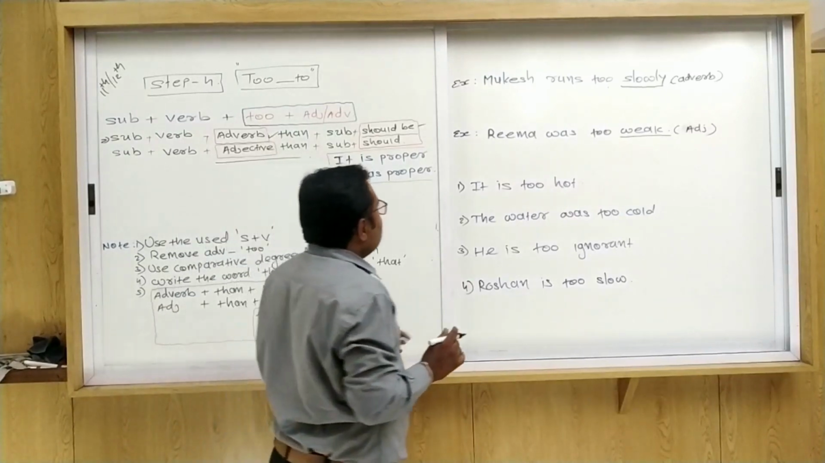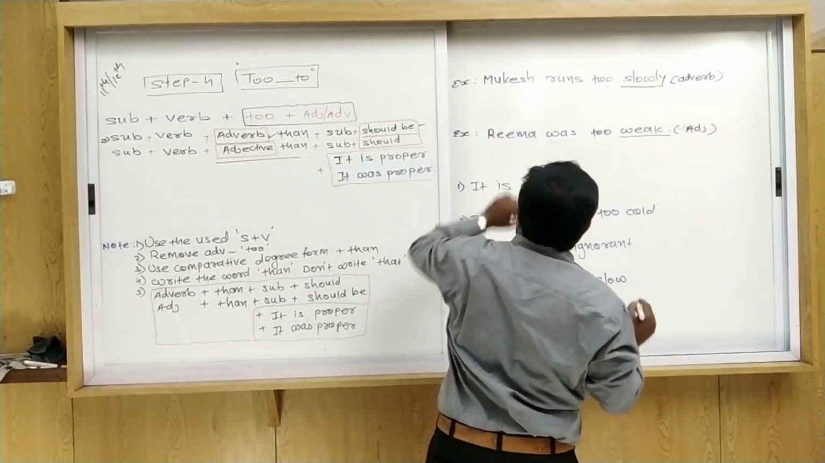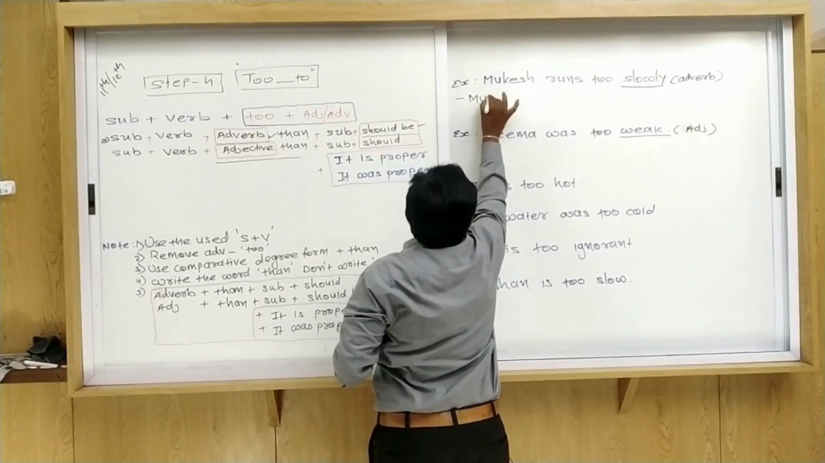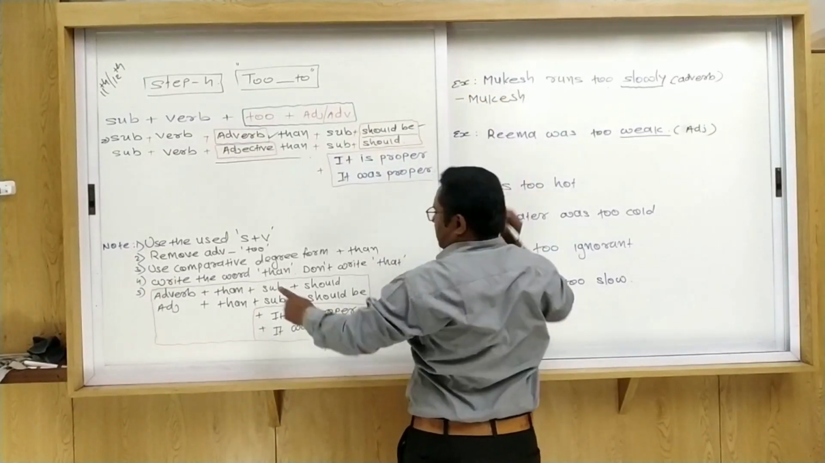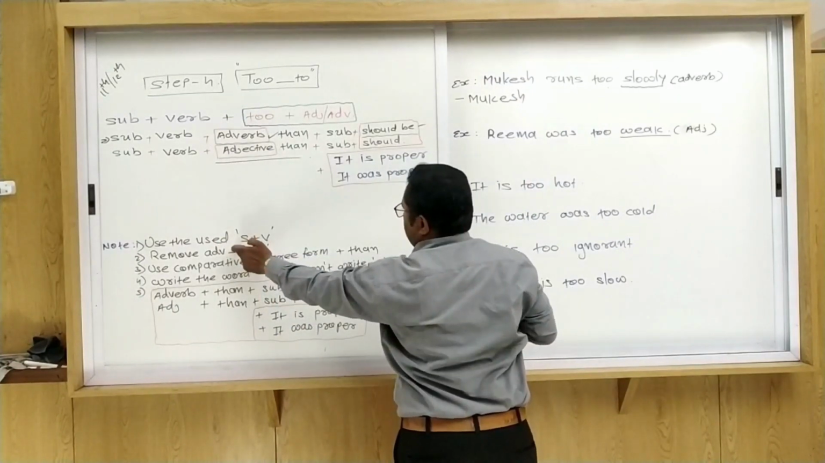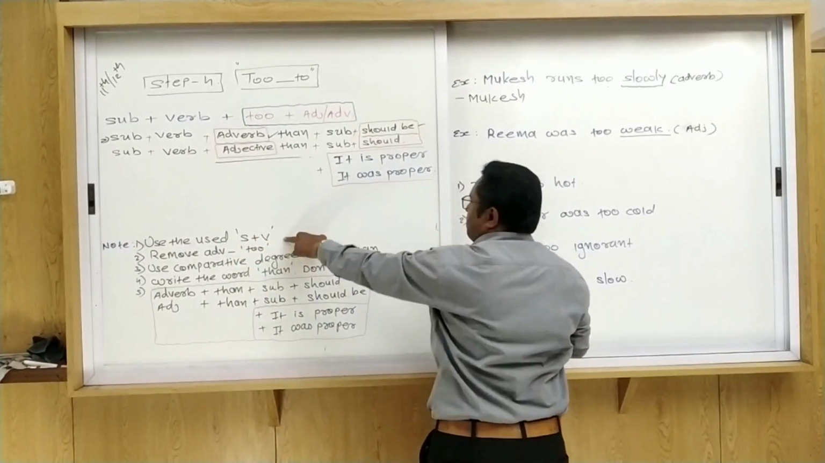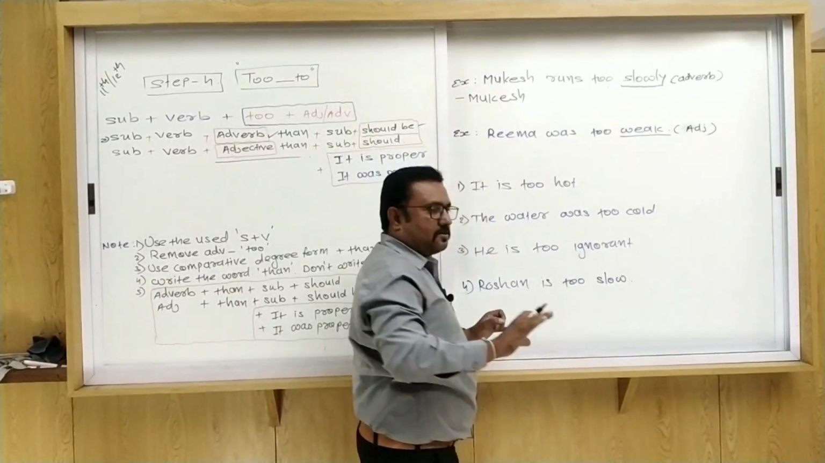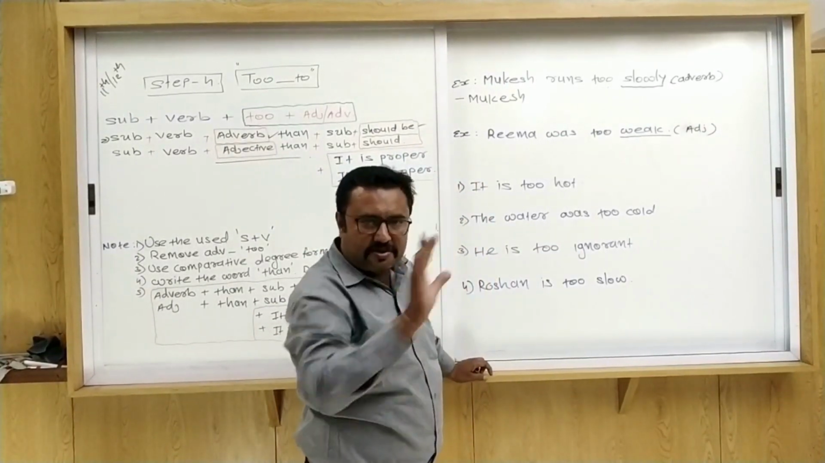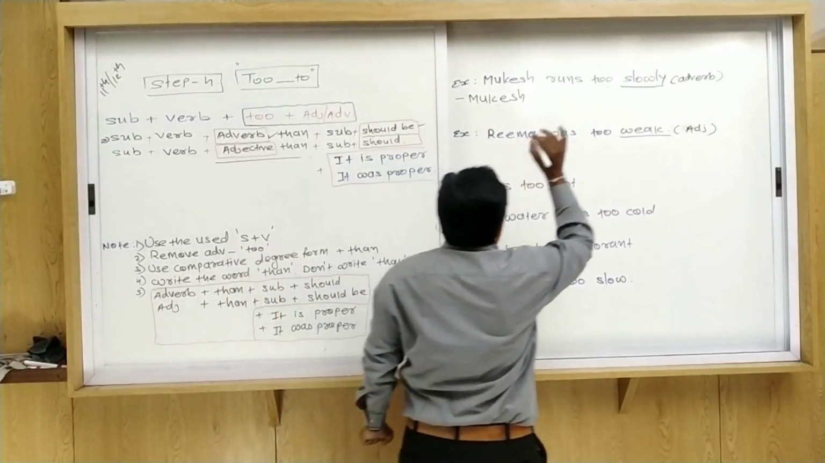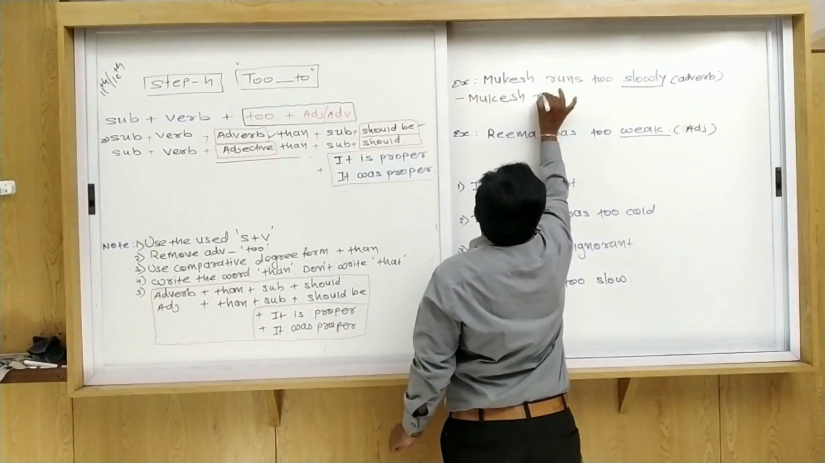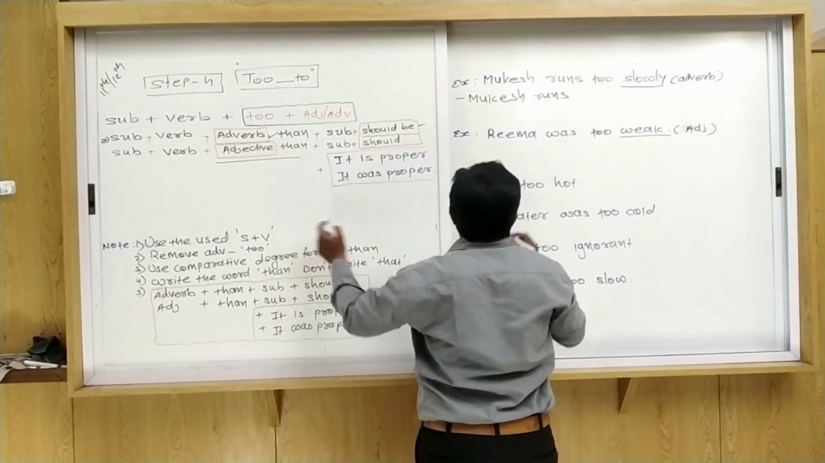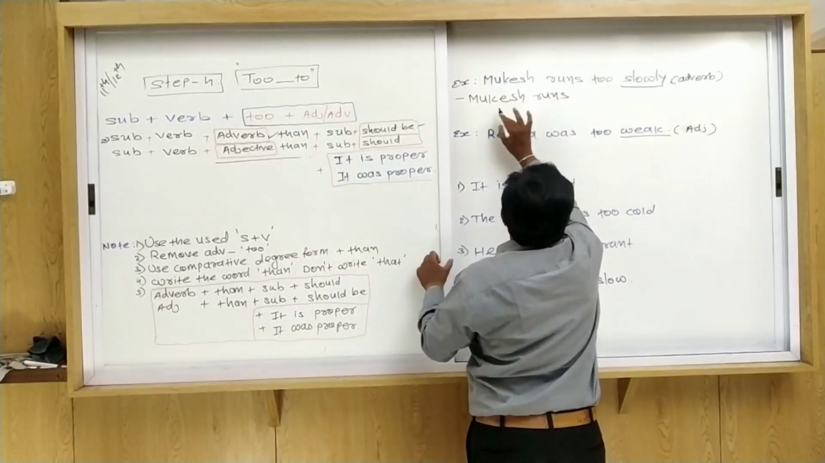Now write the answer. First of all, subject Mukesh. See step 1. Use the subject and verb, which means subject and verb are already given, so it is not necessary to change them. Okay. So Mukesh runs. After that, removing adverb 2. Mukesh runs.